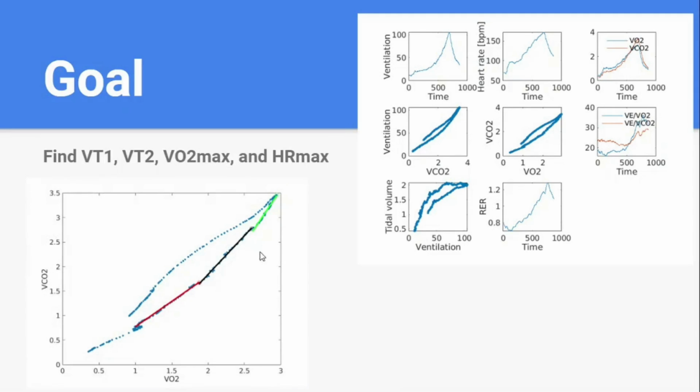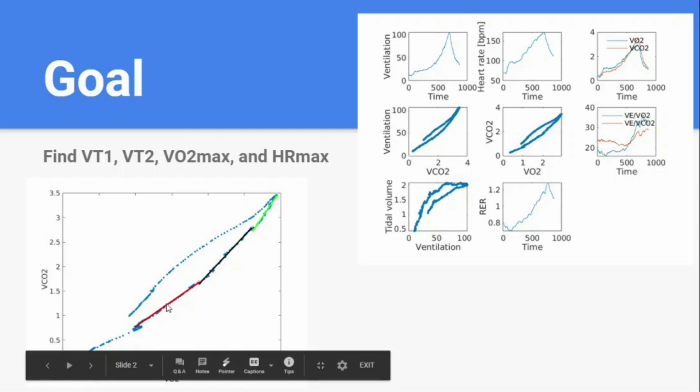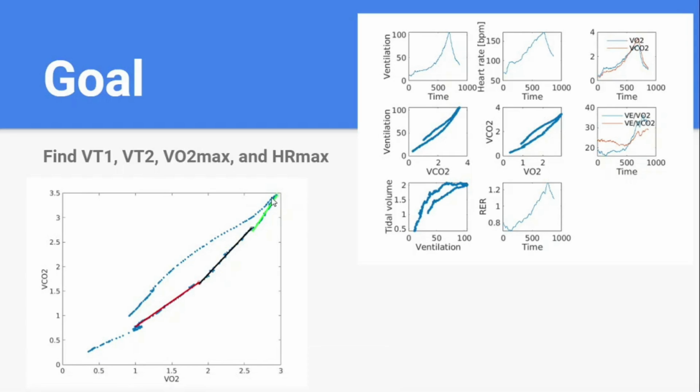This is a bigger version of panel number 5. As you can see, you see the deflection point right here, which is VT1, and the second point, which is VT2. I made a trend line from the starting point of exercise to VT1, from VT1 to VT2, and from VT2 to the end of the exercise.